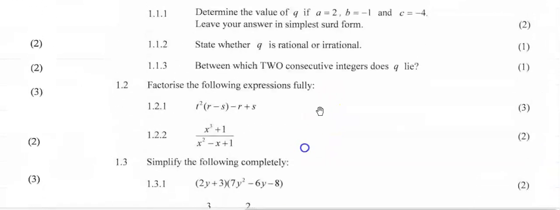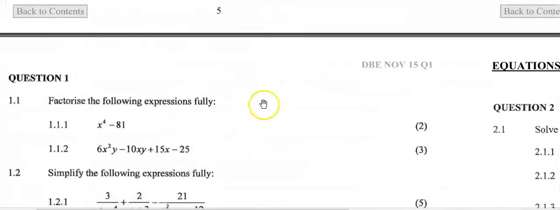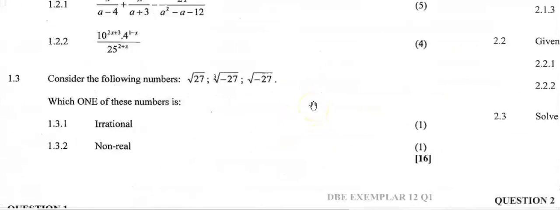Let's go look at another question which pertains to this first section here. So that was the 2017 paper. So let's just go up here. This is the 2015 paper now. All right, so there we go. Consider the following numbers: square root of 27, the cube root of minus 27, and the square root of minus 27. Which one of these numbers is irrational and which one is non-real?